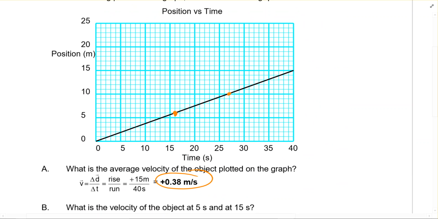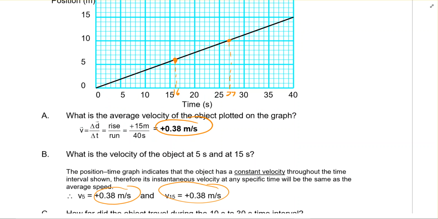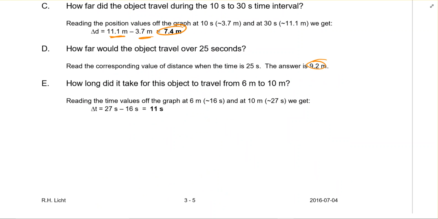Then, if you draw a line down from there to there, the times are going to be 16 seconds and 27 seconds. If I want to figure out how long it would take, all I got to do is subtract those two numbers, and that is what we did down here. So 27 minus 16, it would take 11 seconds.